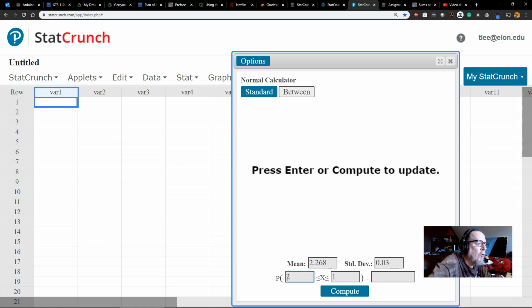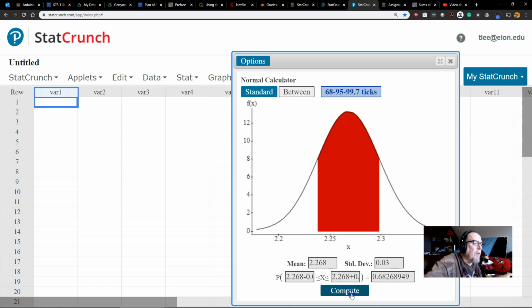So I'm going to type in 2.268 minus 0.03, or you can do it on a calculator or a piece of paper. I can do that in my head, but I'm not. Well, it's 2.265, right? And over here, we type in 2.268 plus 0.03. So that's asking, what if I get a random value that's between 1 standard deviation below and 1 standard deviation above the mean? Okay, so let's compute that.